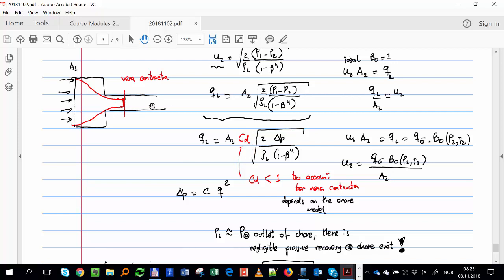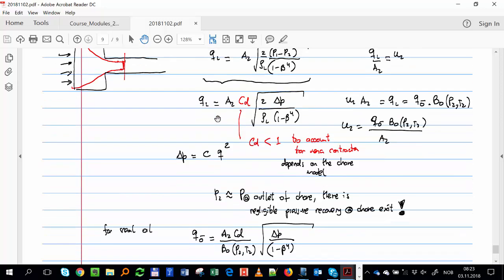So the manufacturer comes, they test their choke on a bench, and then they measure with that equation, and they find the coefficient where the equation becomes equal to the measurements.